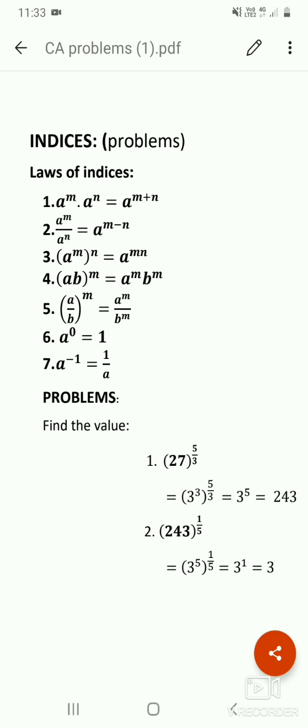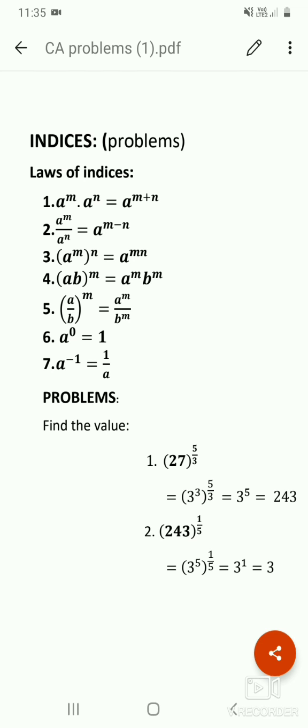So in yesterday's video, we had seen what we mean by indices, some of the laws of indices, along with a few simple problems. So in today's video, we will solve problems related to laws of indices. I want you guys to also work out the problems. I don't want you to just watch the video, because this is a practical paper, so you have to work out the problems. So now let's just revise the laws of indices.